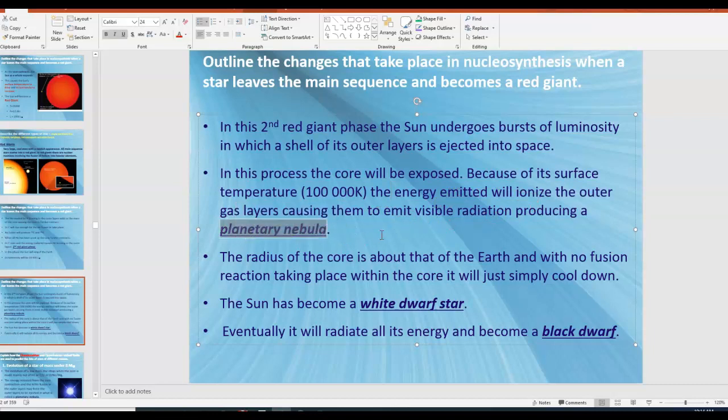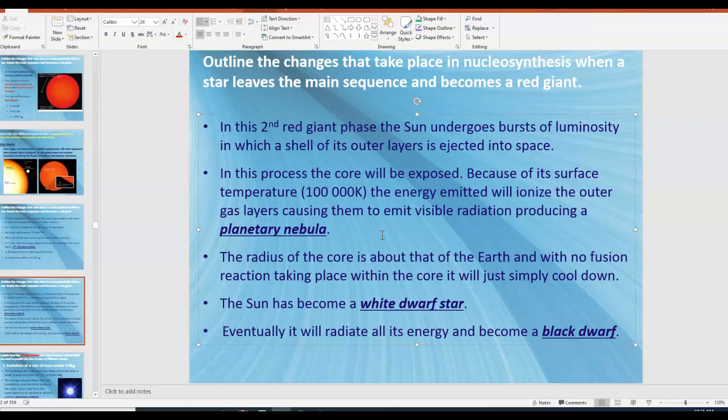Okay, and so this planetary nebula is basically the outer shells of the red giant that's expanded so much, kind of bursting off into space. Not the same as a supernova. You might have heard of a supernova before. This is a different process. This is much less exciting. They're just going to kind of poof off into space.